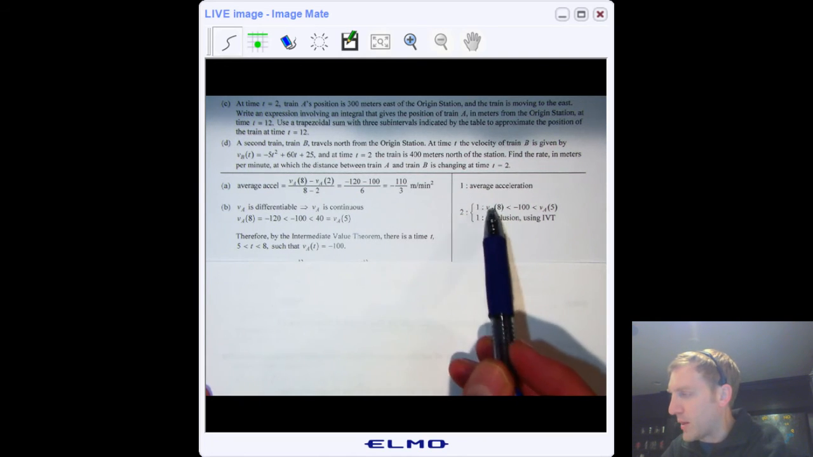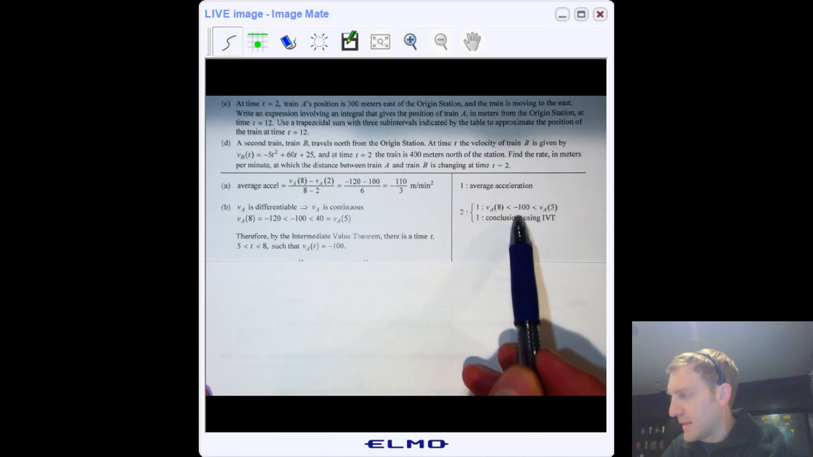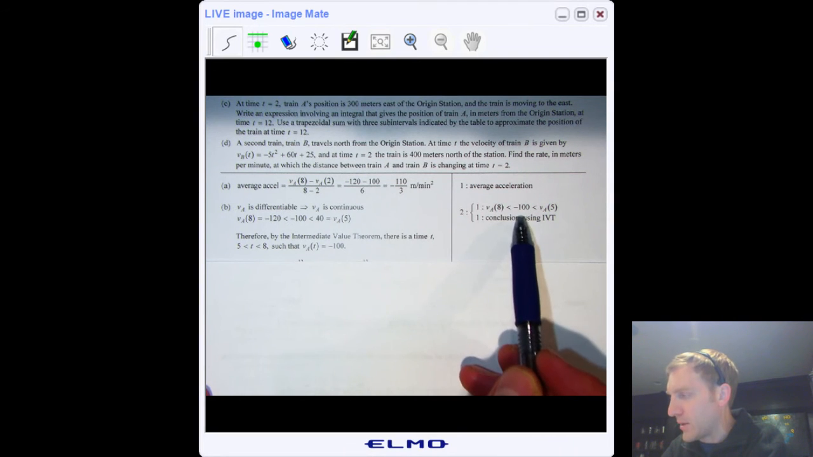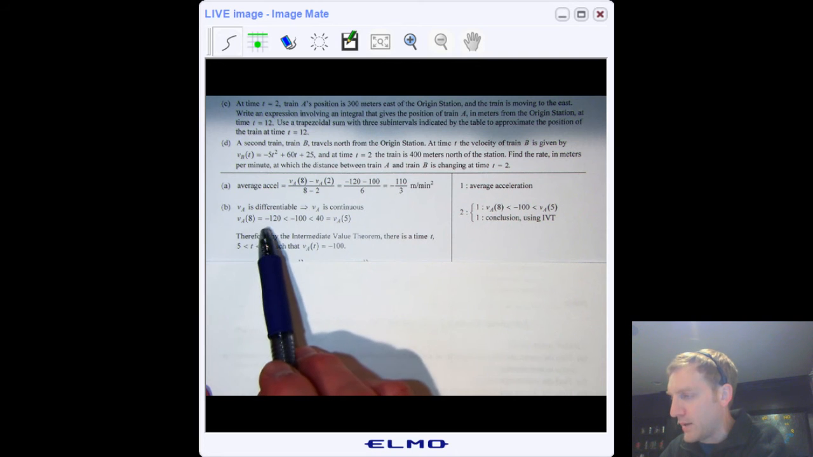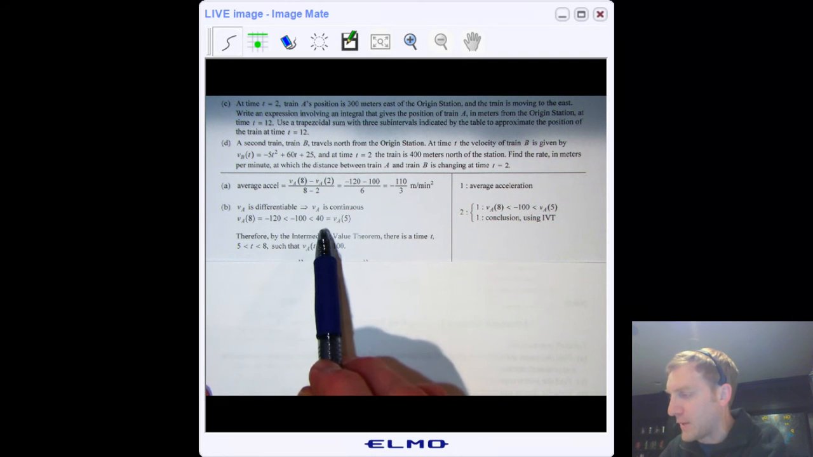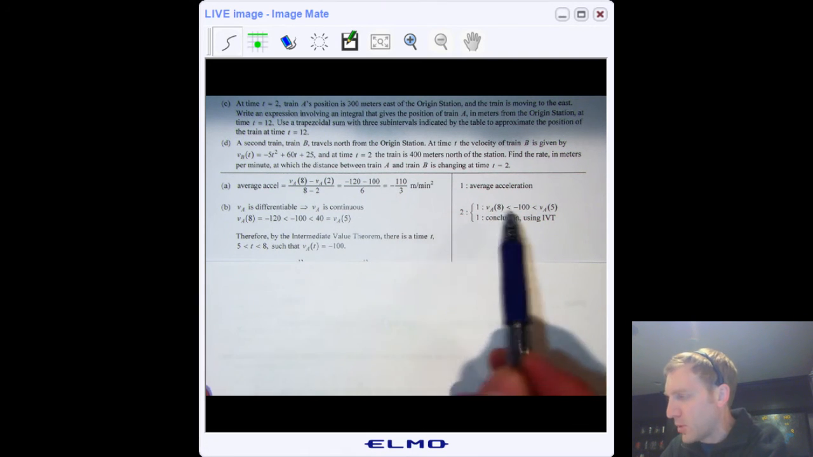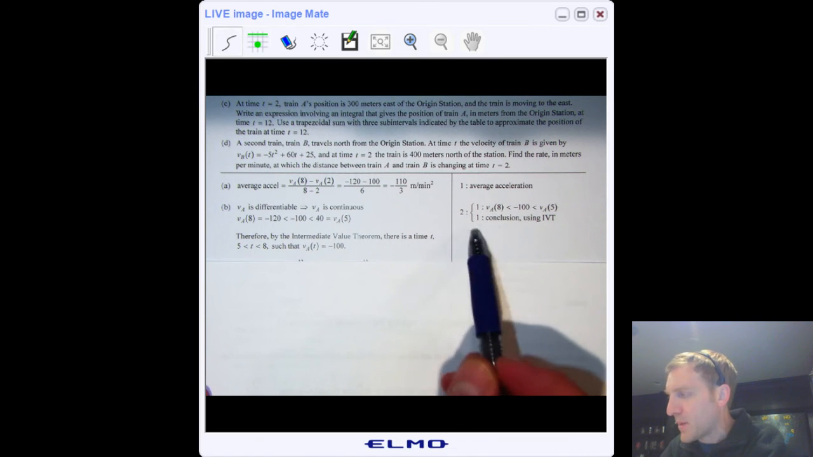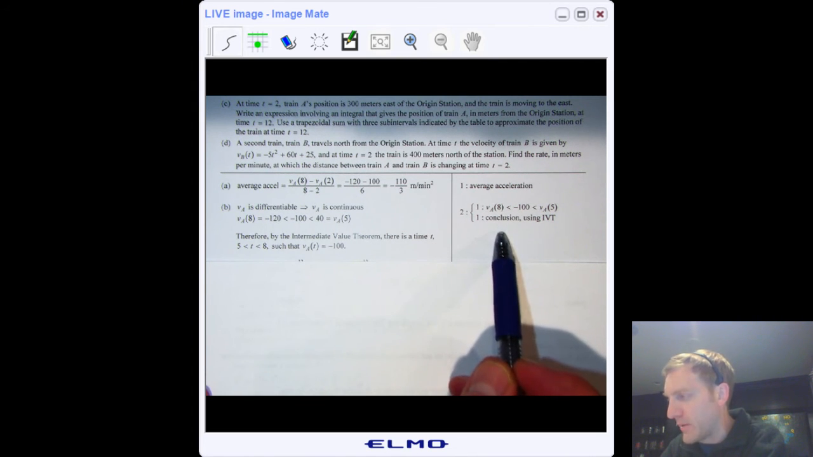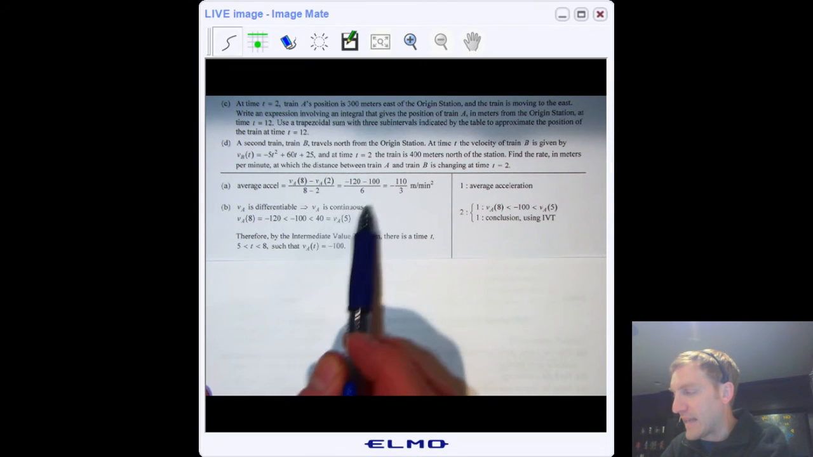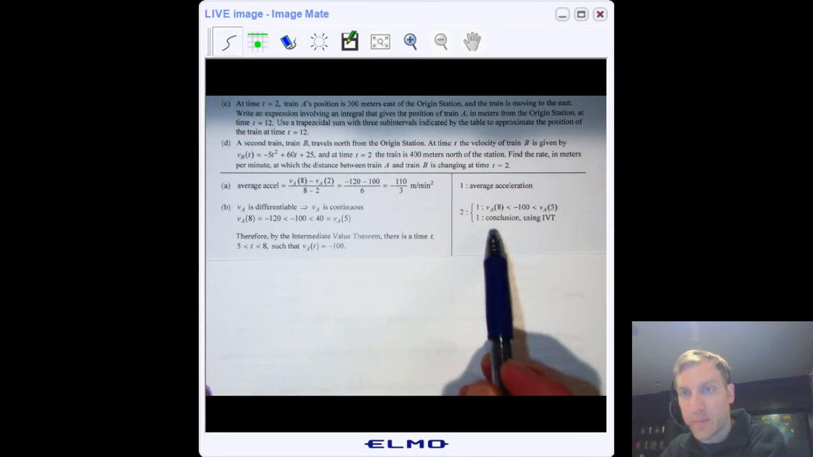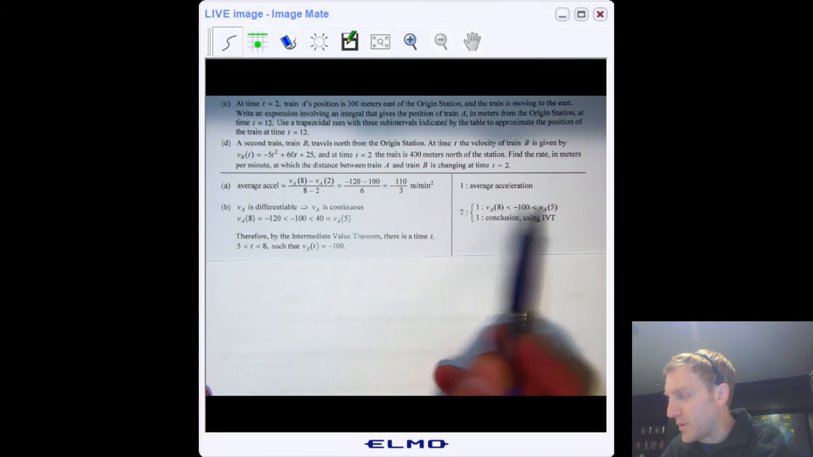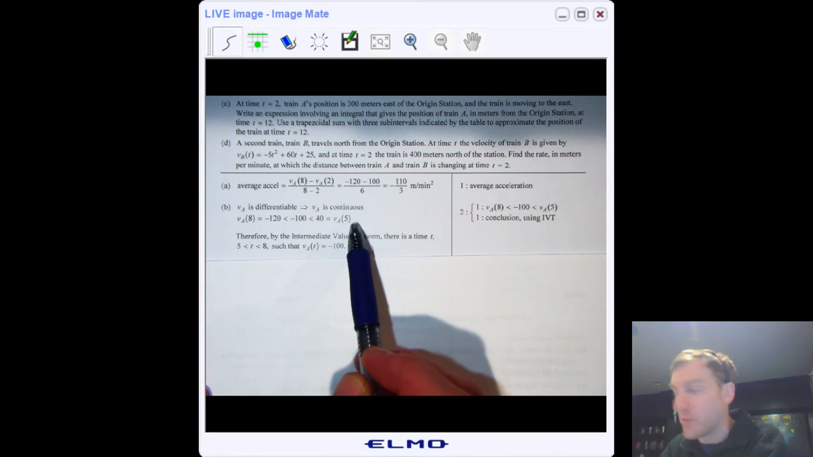B was 2 points. 1 point for showing that v of 8 is less than negative 100, which is less than v of 5. So you had to show that negative 100 was between the value at 8, negative 120, and the value at 5, 40. As long as you show that somehow, that was 1 point. And then the second point is stating the conclusion using the intermediate value theorem, including stating that v was continuous. Even if you forgot to state that, as long as you showed this relationship, you at least got one of the 2 points.